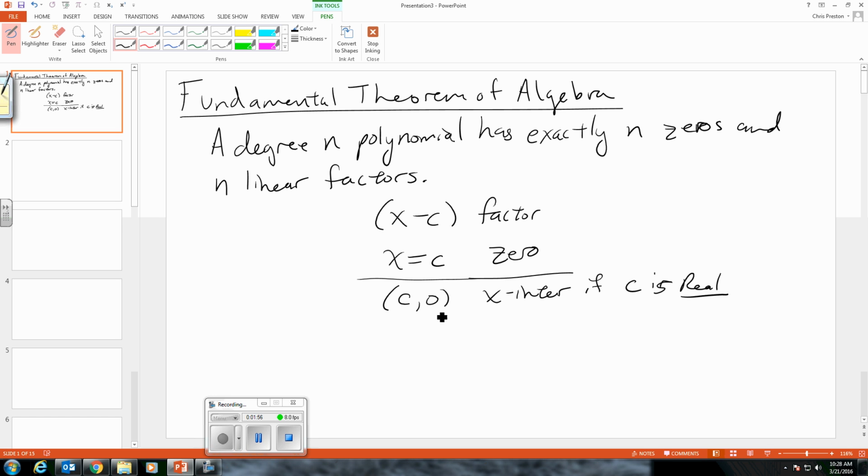And so up to this point we've been talking about real numbers, so we've had all three connected. Now we're seeing you can have the first two for some numbers, but not an x-intercept, because it might not be a real number. It might be a complex number with an imaginary part. But this connection for real numbers is going to help us to deal with other types of problems.